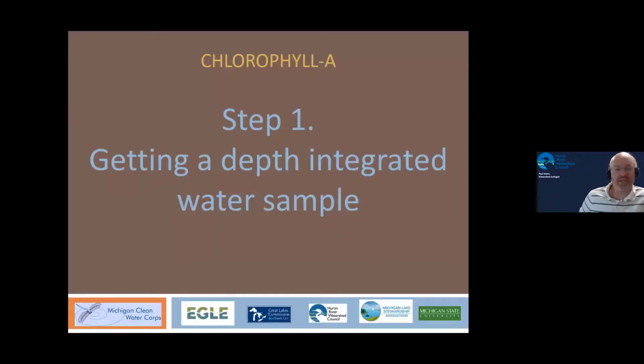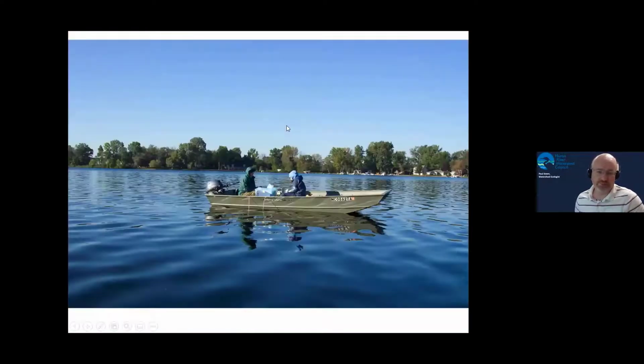Okay, so that's the equipment, and I was kind of jumping into a little bit of the procedures to help you understand how the equipment was used, but now we're just going to walk step by step through making and getting the entire sample collected. So the first thing, step one, is getting a depth integrated water sample. So let's talk about what that means.